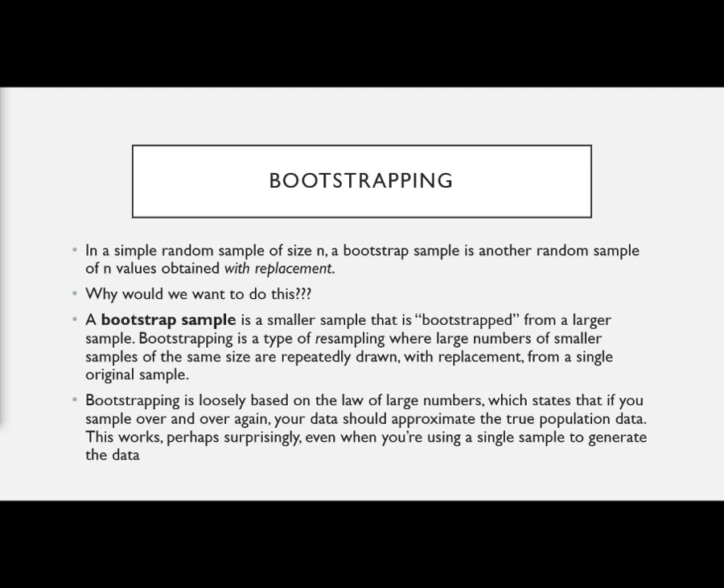Bootstrapping is a type of resampling where large numbers of smaller samples of the same size are repeatedly drawn with replacement from a single original sample. Bootstrapping is loosely based on the law of large numbers, which states that if you sample over and over again, your data should approximate the true population data. This works, perhaps surprisingly, even when you're using a single sample to generate the data.